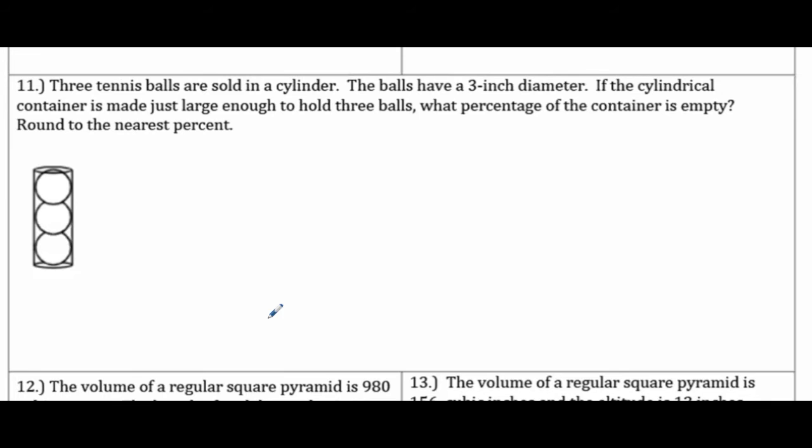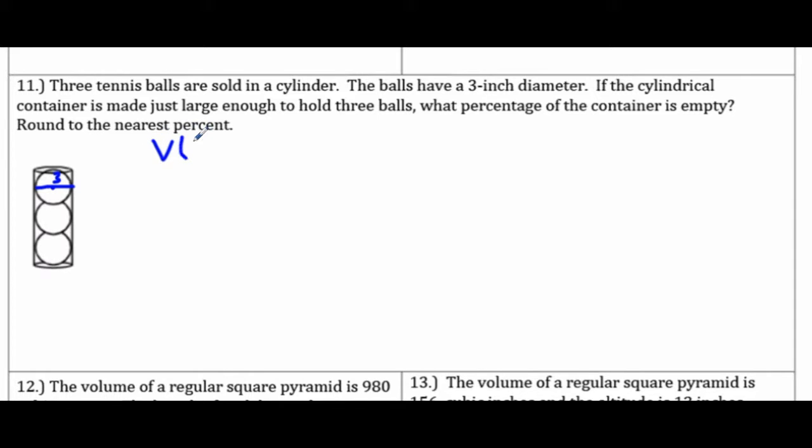Okay, let's skip to number 11. 3 tennis balls are sold in a cylinder. The balls have a 3-inch diameter. So let me draw that in. So here's the center. Here is the diameter, and that's going to be 3. If the cylindrical container is made just large enough to hold 3 balls, what percent of the container is empty? Round to the nearest percent.